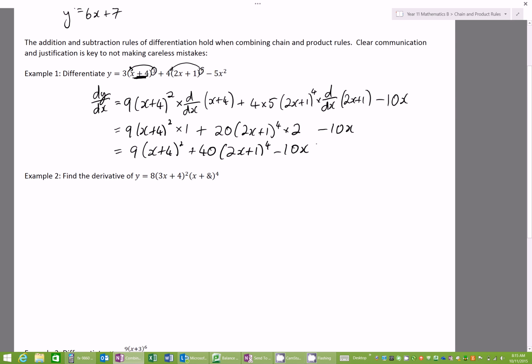Eventually you'll be comfortable enough to just go from this top line all the way down to here and just multiply by the derivatives as you go. But we're just gradually simplifying the setting out.